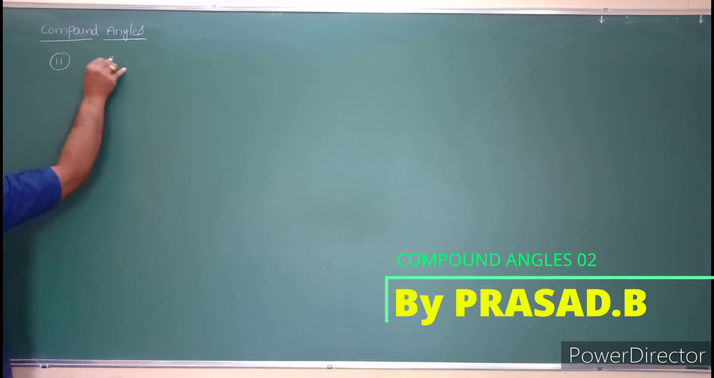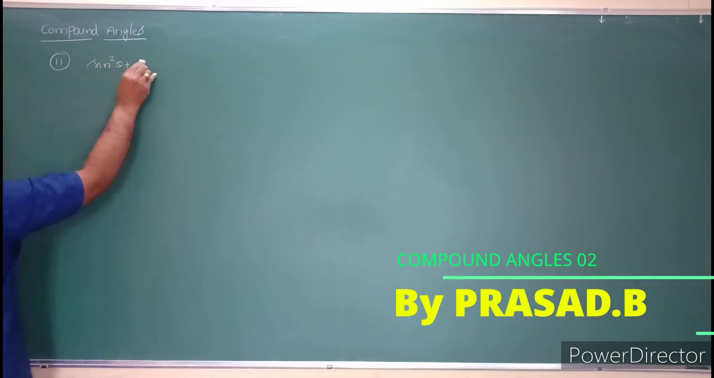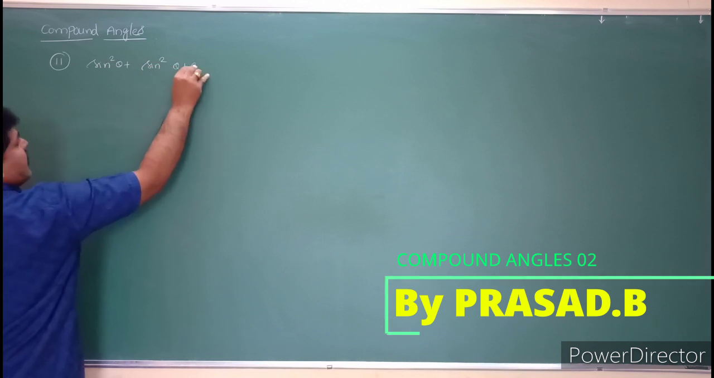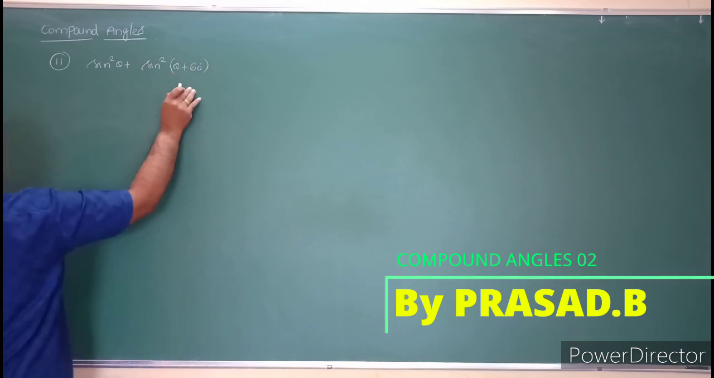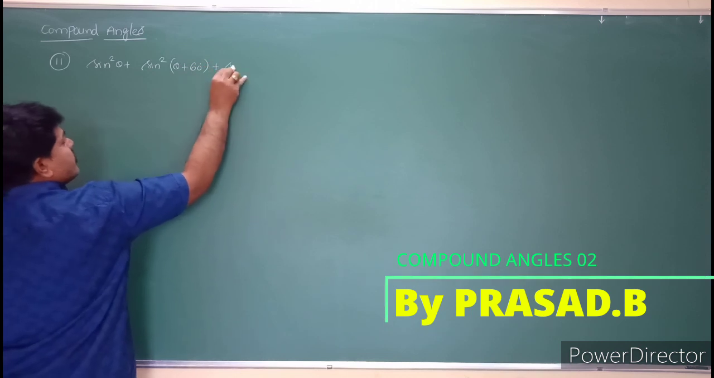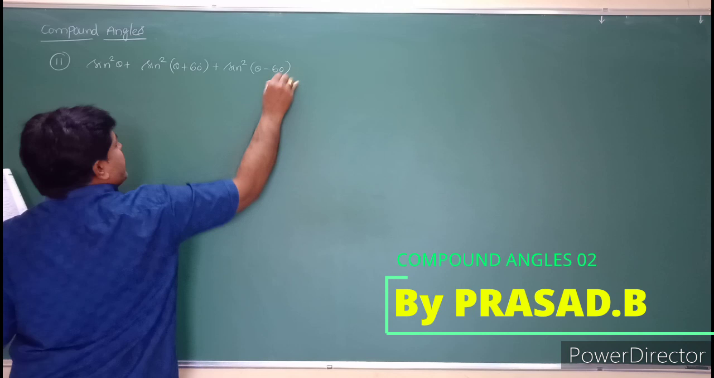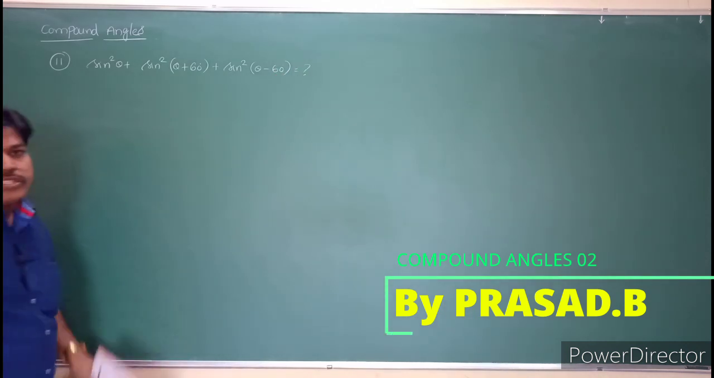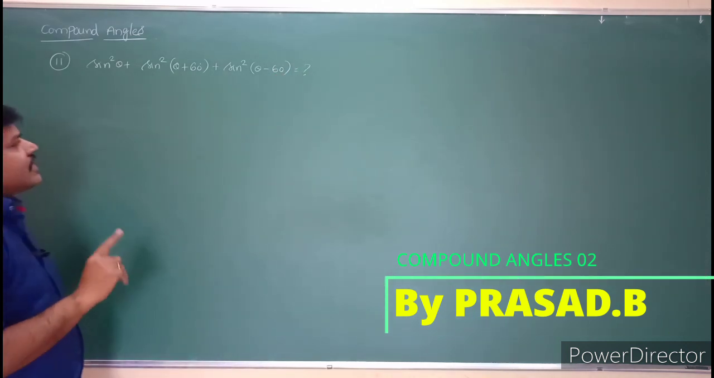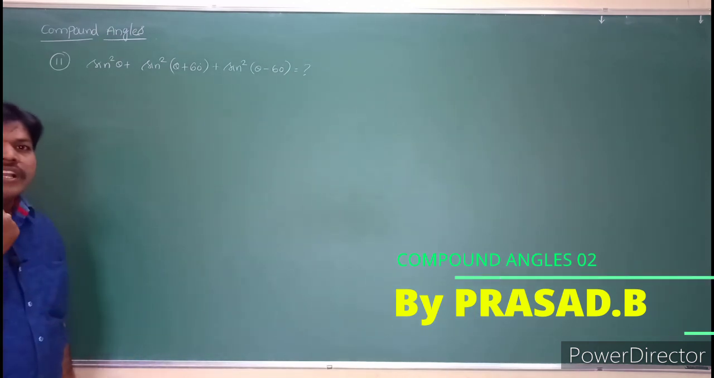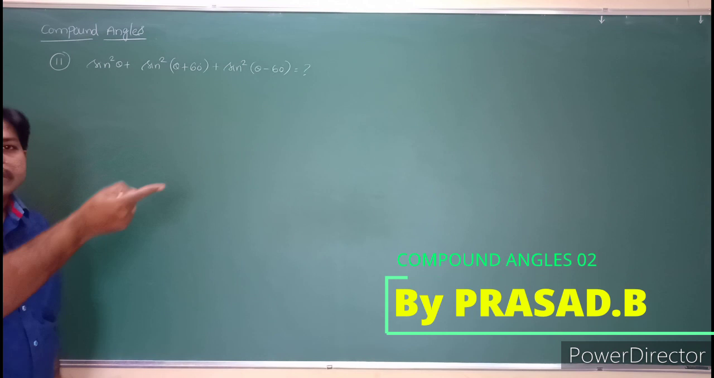Sin square theta plus sin square theta plus 60 degrees plus sin square theta minus 60 degrees is equal to, that is the question. So theta value is any value. So what is the answer they are asking?